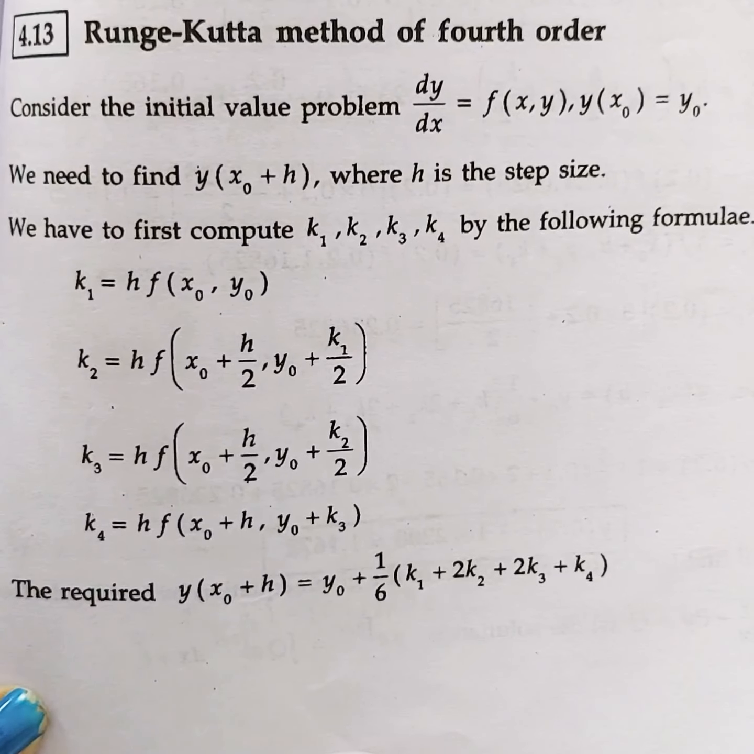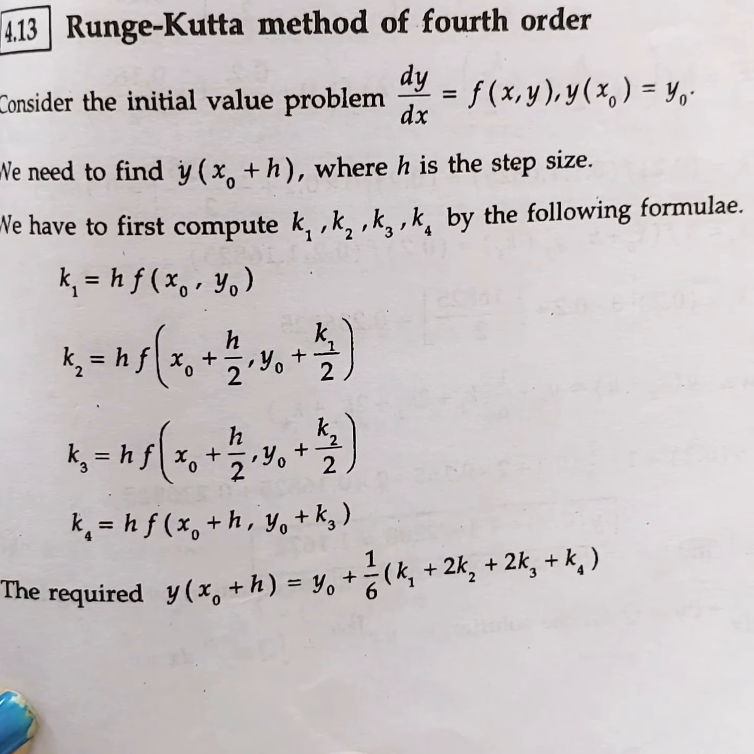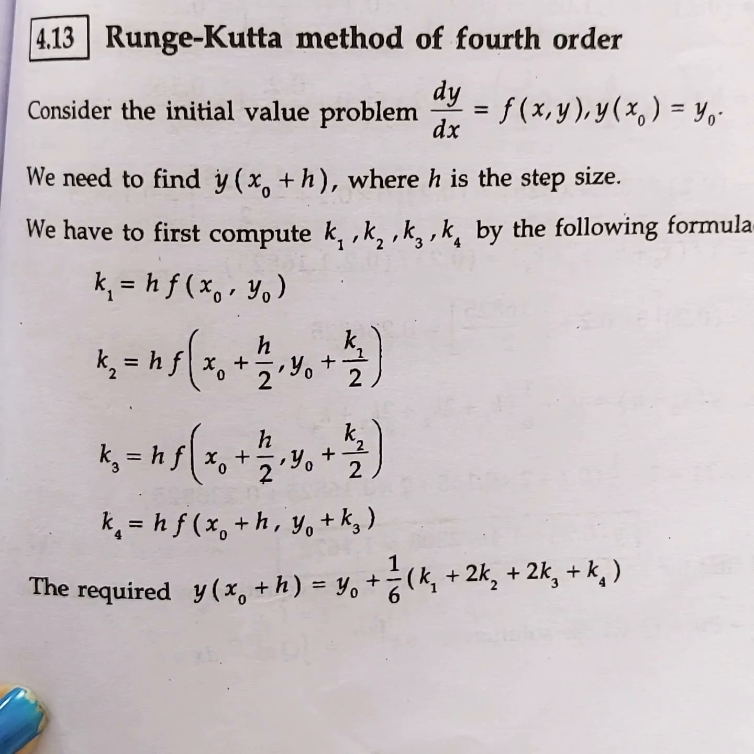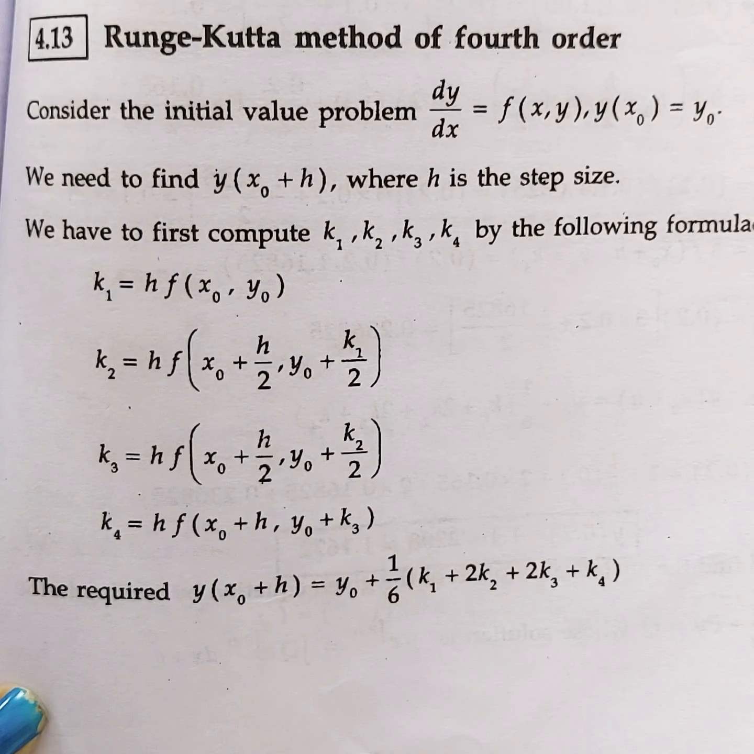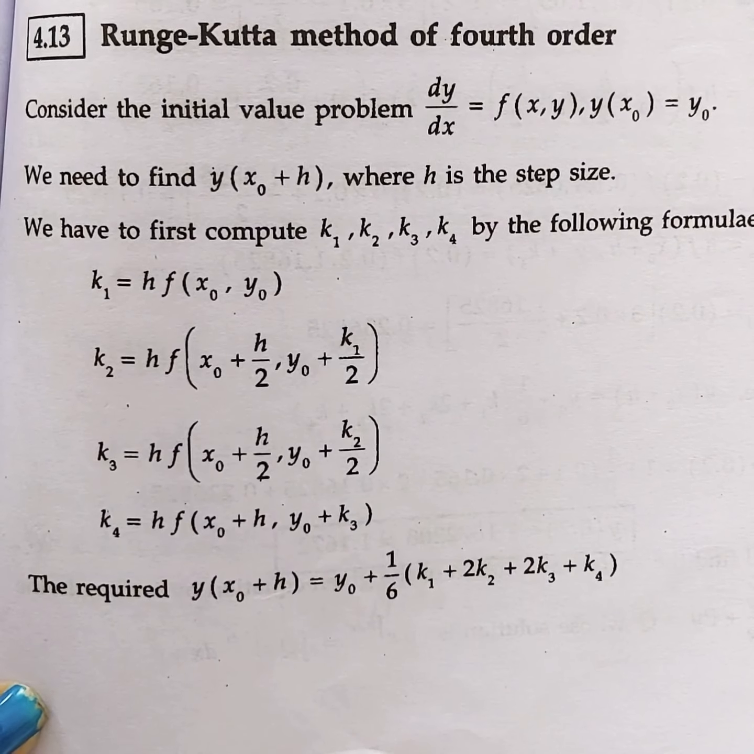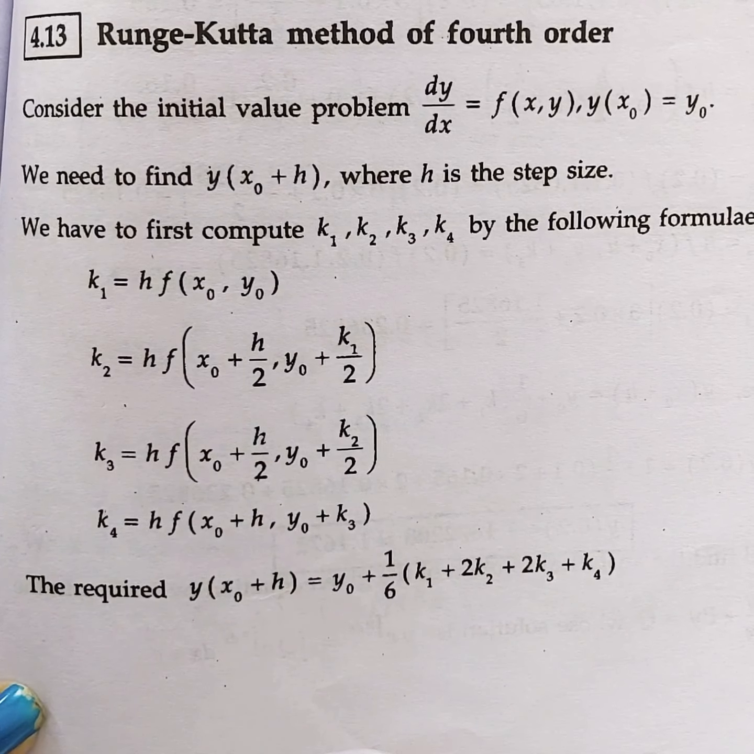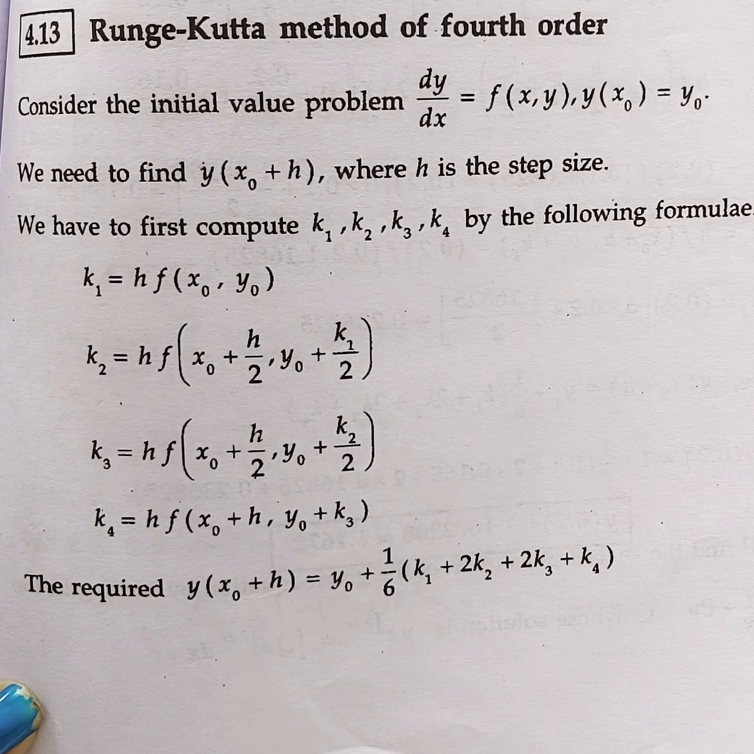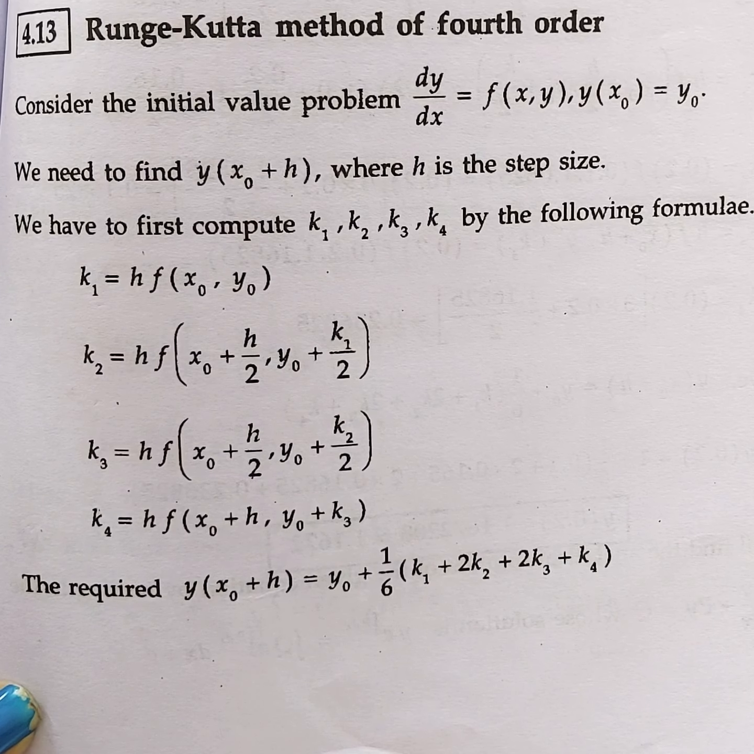Now let's see the Runge-Kutta method of order 4. Consider the initial value problem dy/dx = f(x, y), where y(x0) = y0. It is the same first order differential equation with the initial values x0 and y0. We have to find y(x0 + h), where h is nothing but the step size. Same as the previous one.